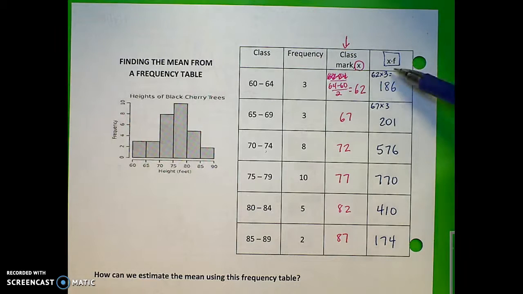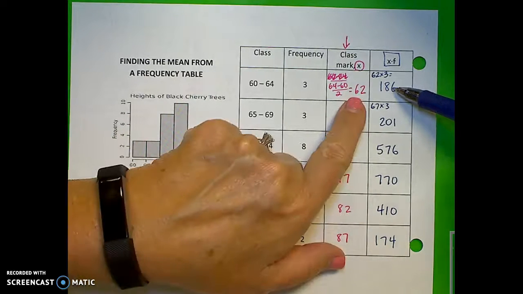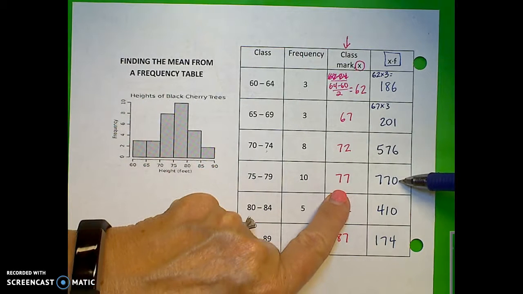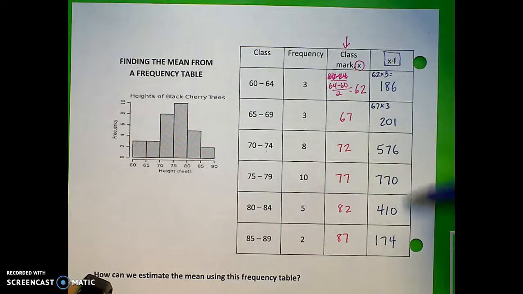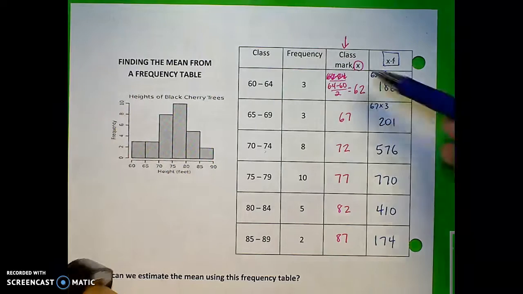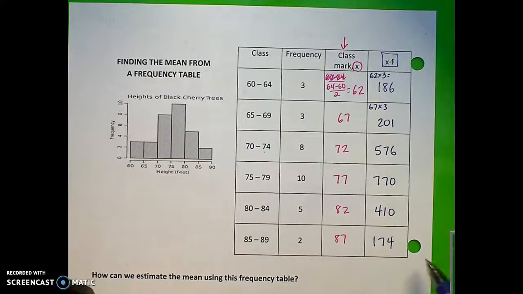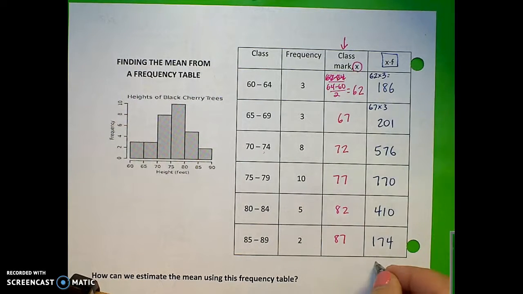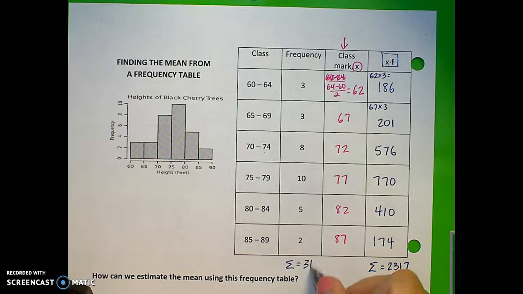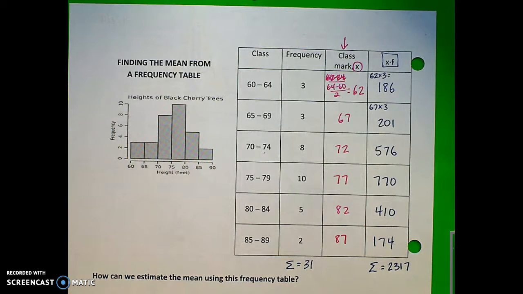So this basically represents the sum of 3 62s, 3 67s, 8 72s, 10 77s. And we're going to actually pretend like this is our real data. And if you remember for averages, what do you do? You add up all the data values and divide by how many you have. So we're going to add all these up. And I like to just show the sum there. I've already added these up for us. It's 2,317. If you recall how many data values we had from when we did this previously, there's 31. So this is information you're going to need.